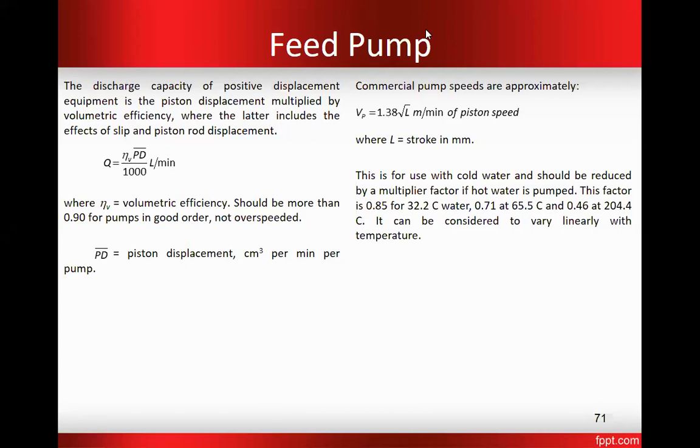Then commercial pump speeds are approximately V sub P is equal to 1.38 times the square root of L, in meters per minute of piston speed, where L is stroke in millimeters. Okay, yung mga units niya, this is for use with cold water and should be reduced by multiplying by a factor if hot water is pumped. This factor is 0.85 for 22.2 C water, 0.71 at 65.1 C, and 0.46 at 204.4 C. It can be considered to vary linearly with temperature. So, pwede ka mag-interpolate dyan. Okay, so this is the end of this topic.